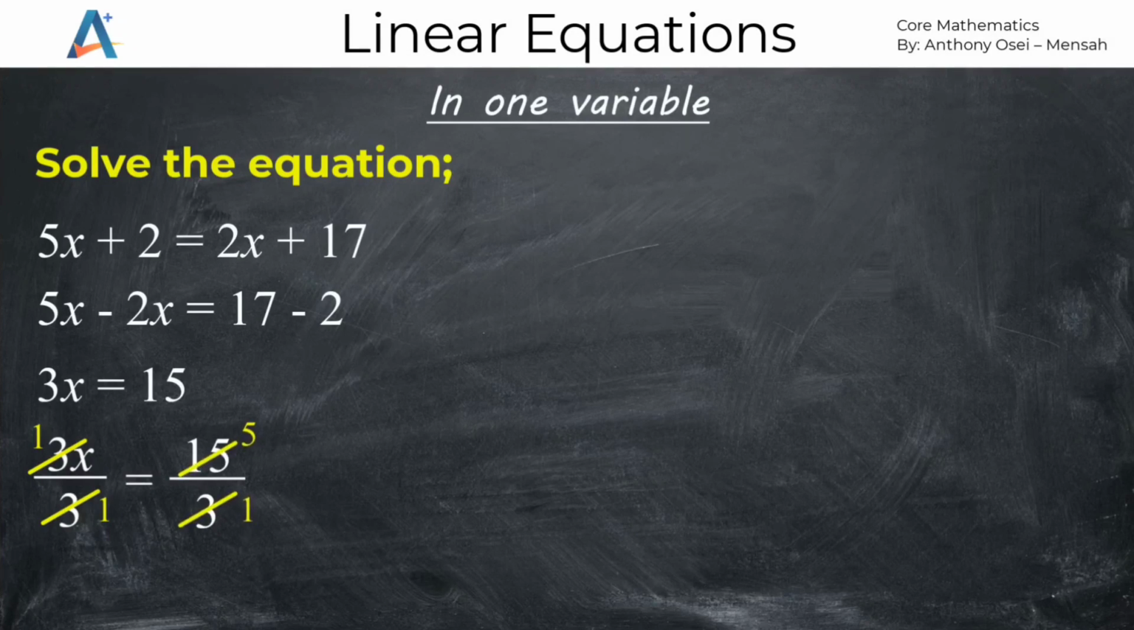So I will now write the remaining terms. I have x, so therefore x is equal to 5 over 1, which is 5. So the final answer for x is 5. After solving this equation and following all the steps, you must get 5 as your answer.